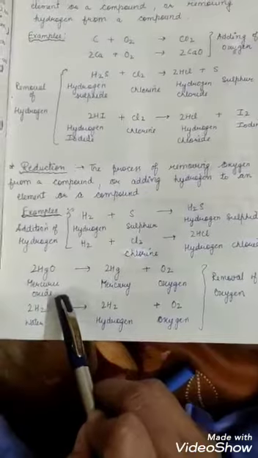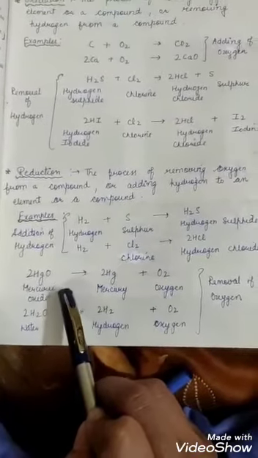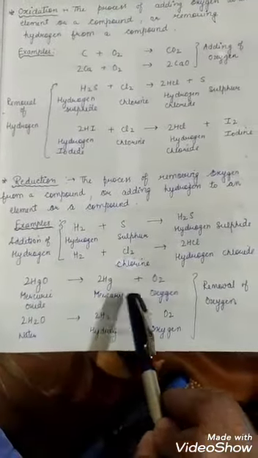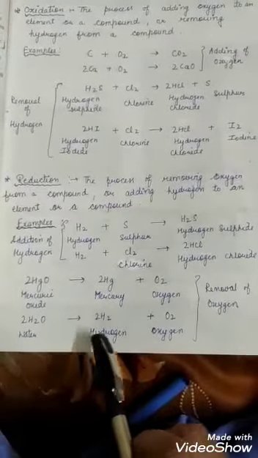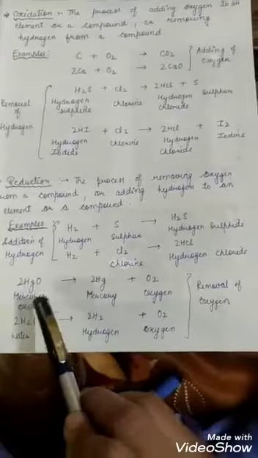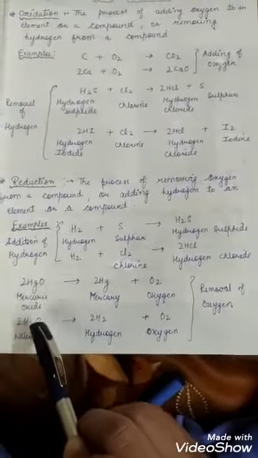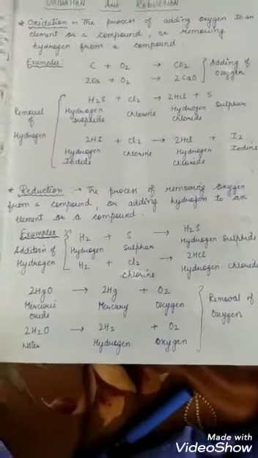Now, removal of oxygen. I have examples. Mercuric oxide forms mercury and oxygen. Water, when it undergoes electrolysis, forms hydrogen and oxygen. It means oxygen is removed from mercuric oxide and water.